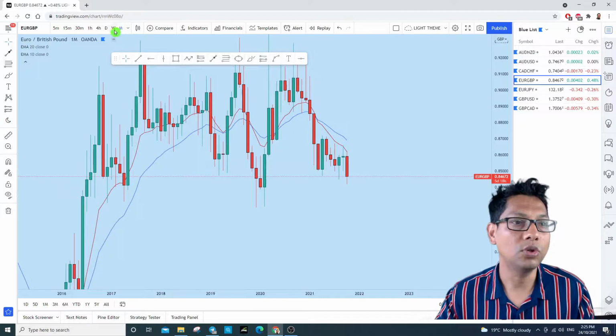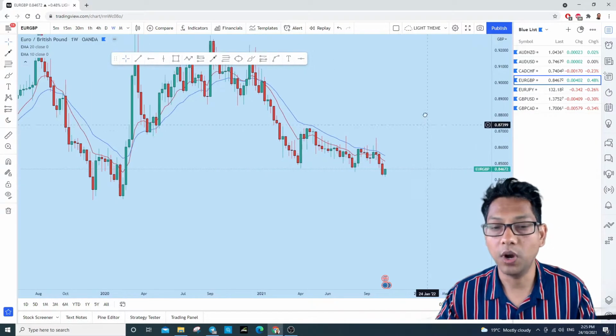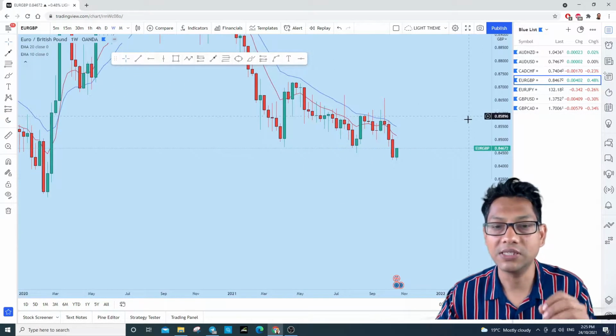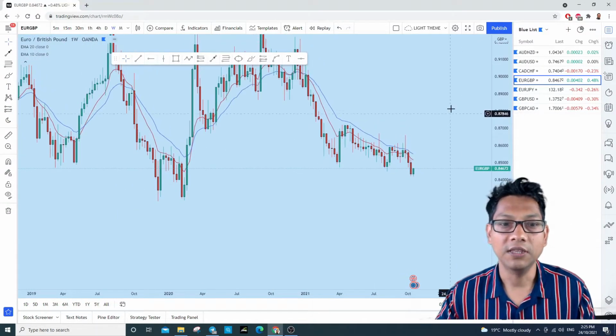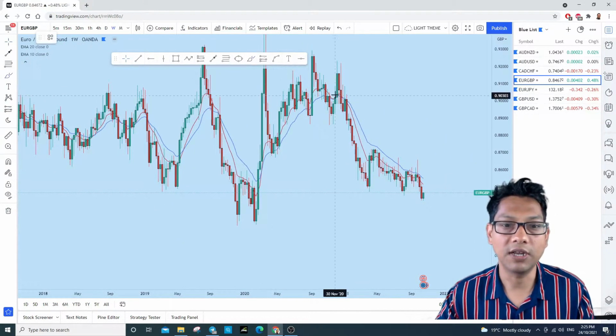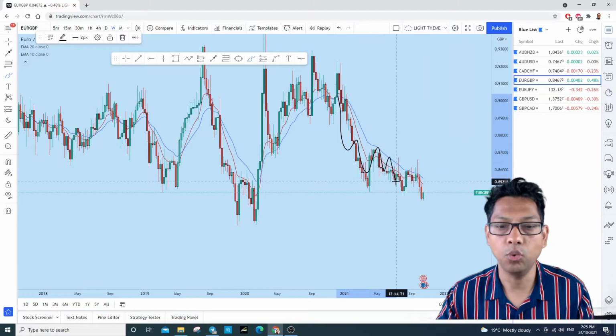Now let's go down to the weekly time frame to see what kind of price action we have. As you can see, on the weekly, this is a very strong downtrend creating lower high and lower low with consolidation.